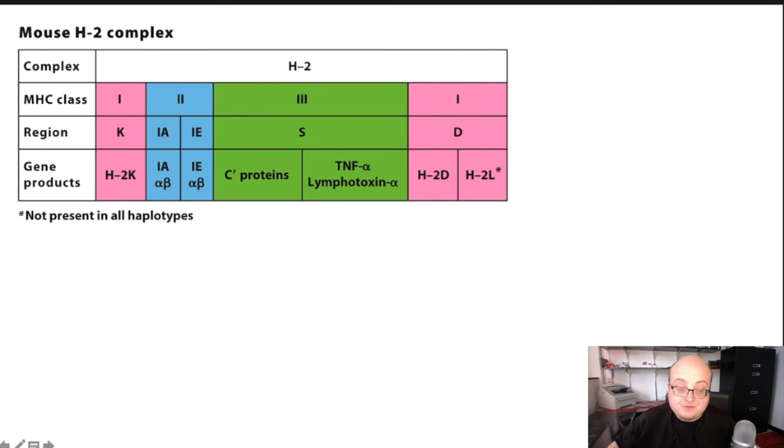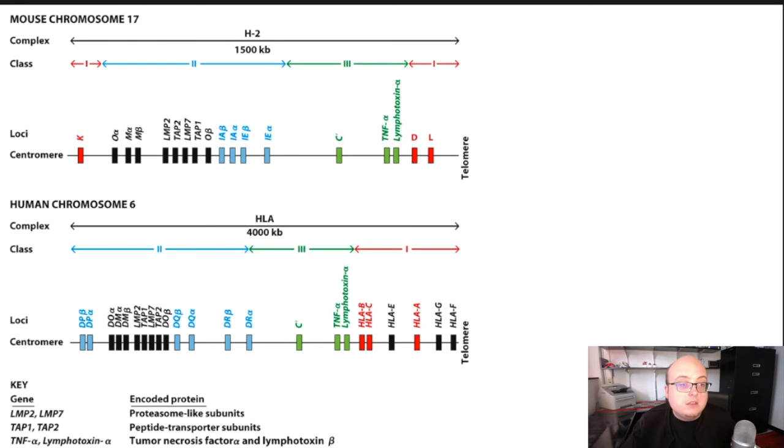Same thing though. These gene regions encode both alpha and beta chains, which need to come together to make the functional MHC class 2 molecule. Okay, so let's look then in a little bit more genetic detail, starting with the mouse chromosome. All the H2 complex, the mouse MHC complex, is located on mouse chromosome 17. And so we can see all of the genes laid out here.